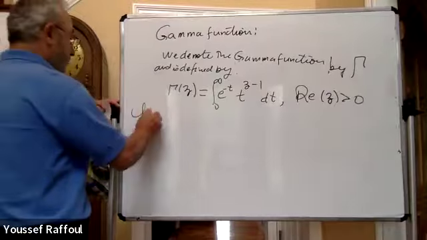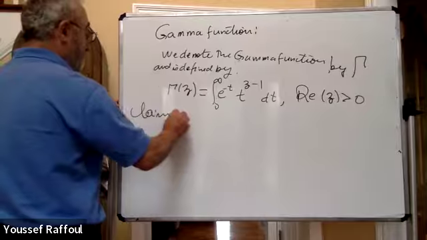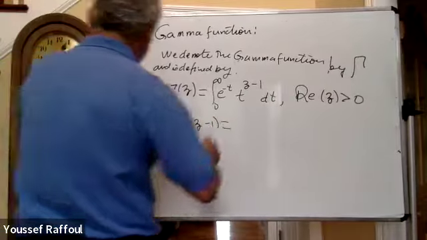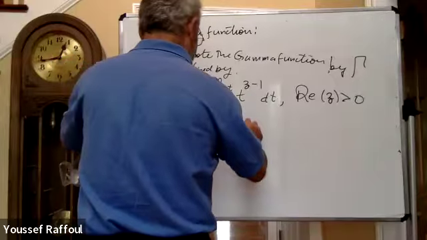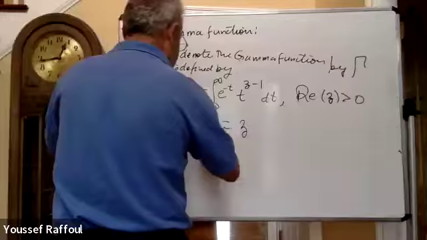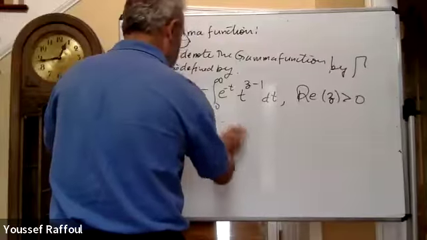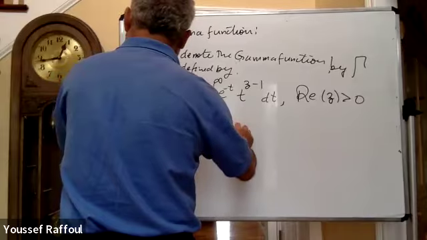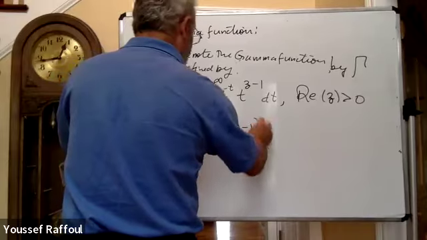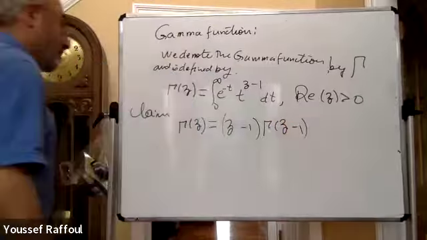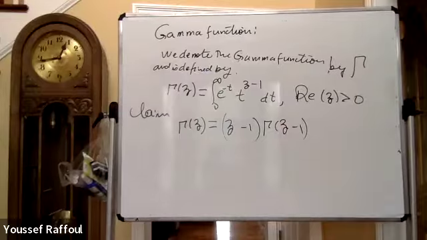So we claim gamma of z is z minus 1 times gamma of z minus 1.